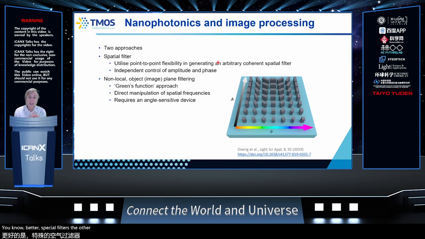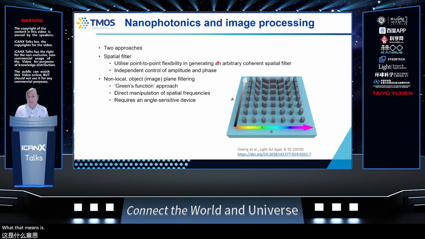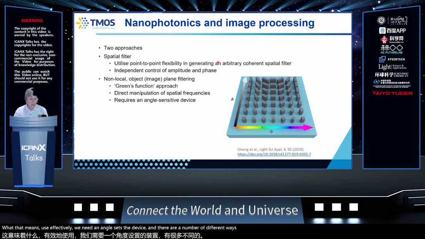The other area, and this is the one we've been looking at, is to utilize some non-local properties of meta optics to generate what's called an object or image plane spatial frequency filter. It's sometimes referred to as a Green's function approach. And what we do is we directly manipulate the spatial frequency content of a transmitted or reflected wave. And what that means is effectively we need an angle sensitive device. And there are a number of different ways that this can be realized using nanophotonics.